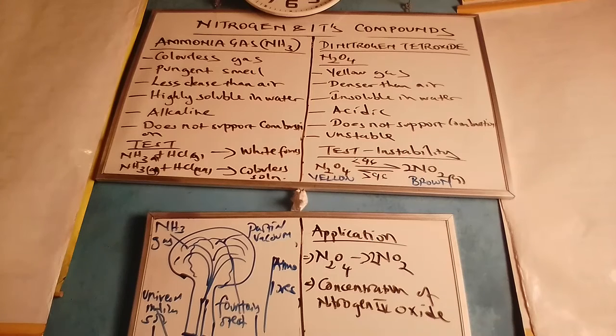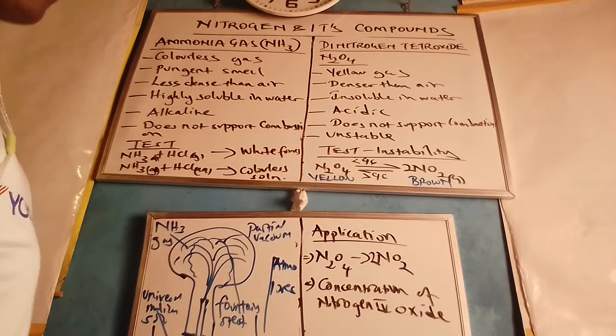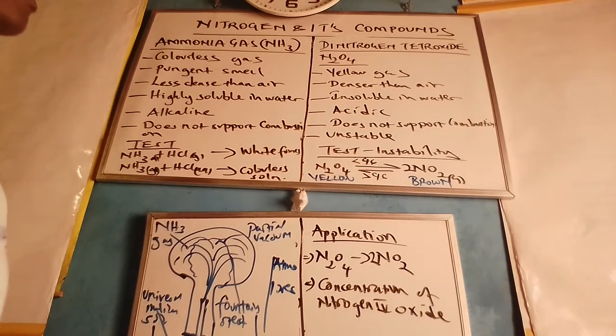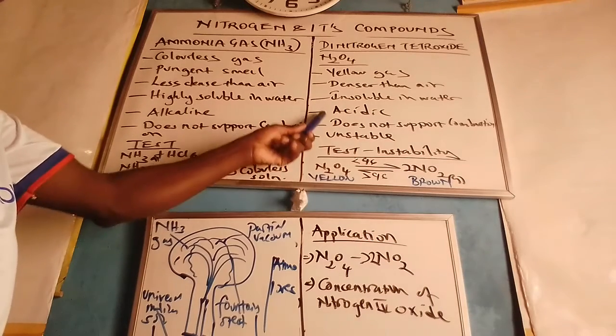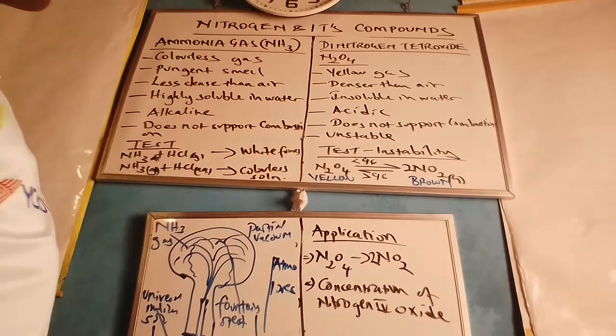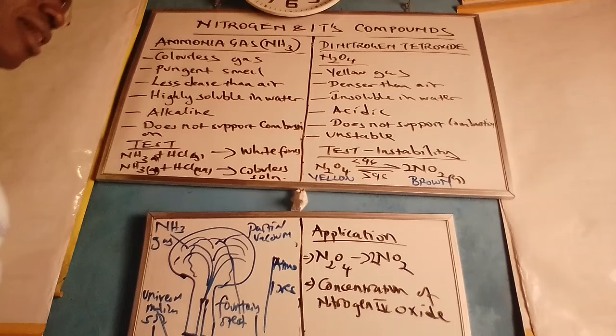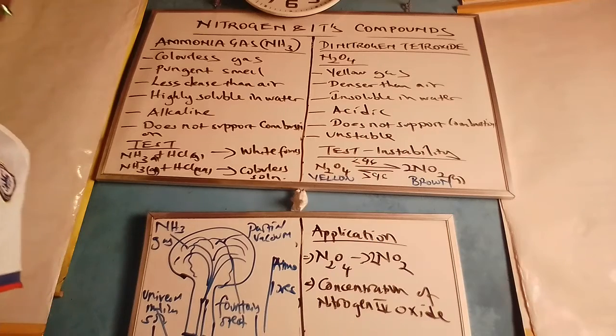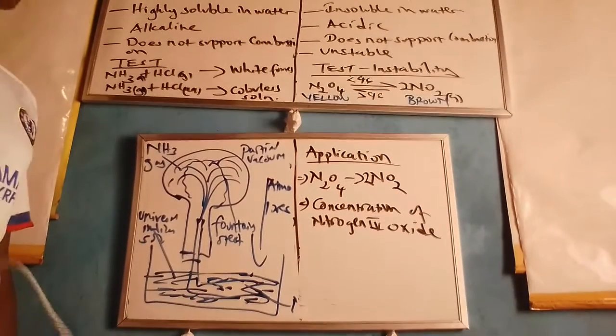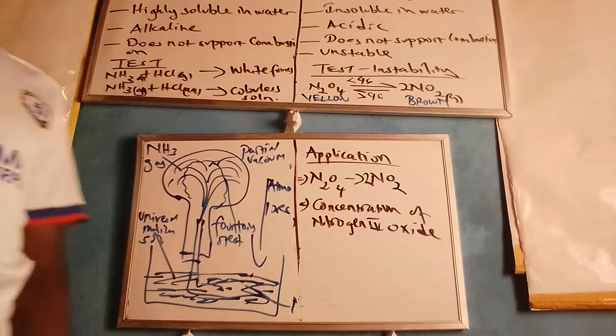Now, this gas has similar properties to that of nitrogen dioxide, with the only difference being the color, that it is yellow, while nitrogen dioxide is brown. So it is denser than air, it is insoluble in water, it's acidic, it does not support combustion, and it is unstable. How do we use it? We can use it to concentrate nitrogen dioxide by simply heating it to decompose it, and then it forms the brown gas nitrogen dioxide.